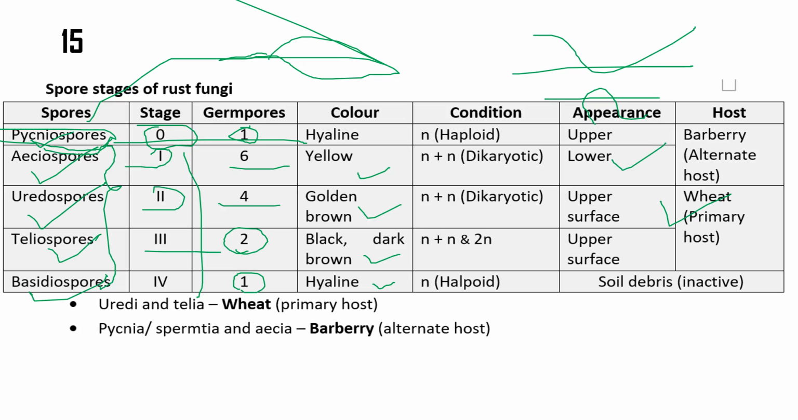Basidiospores generally survive in soil debris in an active form, sometimes becoming active when required. The uredial and telial stages occur in wheat, that is the primary host, whereas the pycnial stage is spermatial. Pycnia is otherwise called spermatia, zero stage, or sexual stage. I repeat, the pycnial stage is otherwise called the spermatial stage, zero stage or sexual stage, whereas the second one is the aecial stage. Both happen in barberry, that is the alternate host.